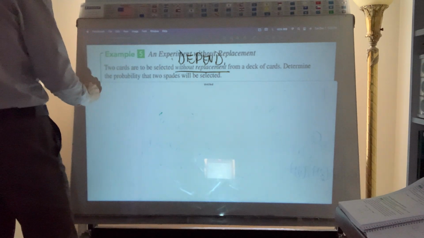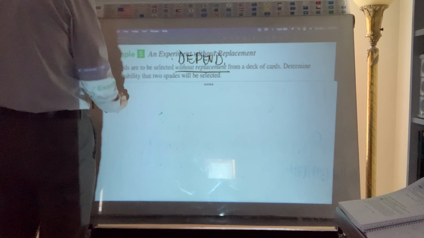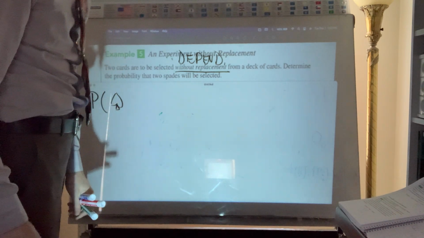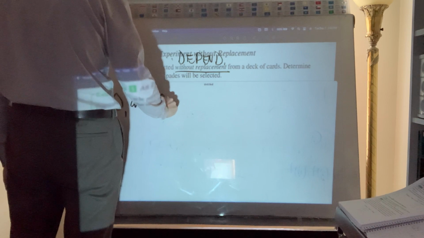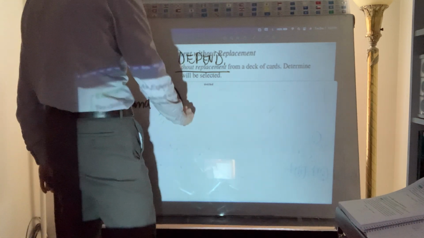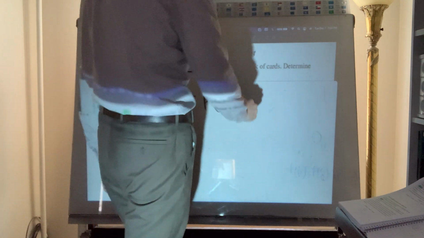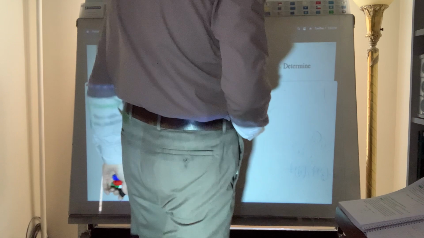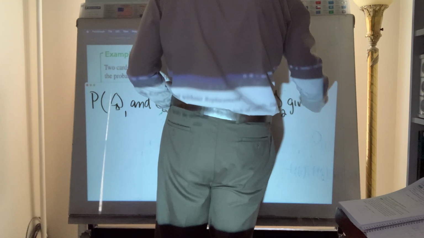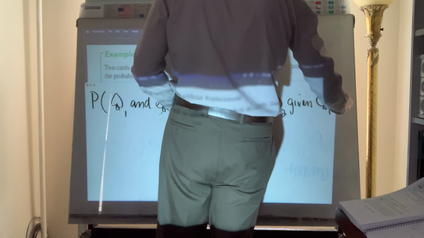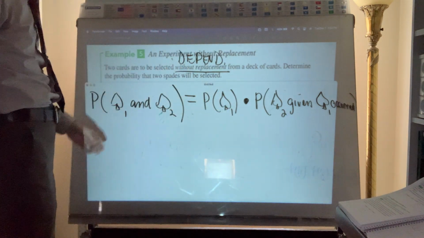So I'm just going to go for the modified version of this. The probability of drawing a first spade, and then the probability of drawing a second spade, is going to be the probability of the first one times, which is the multiplication formula, the probability of drawing the second given the first occurred. Remember, the order in which these things are written is actually important.